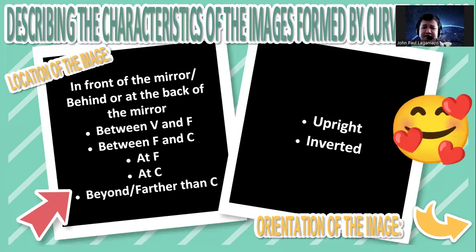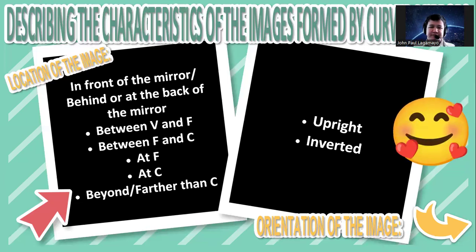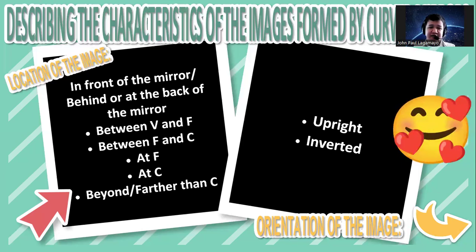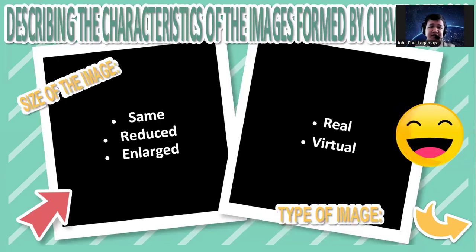Right, so that's the difference between the two, the upright and then the inverted. That is in terms of the orientation of the image in the curved mirror, such as the concave and then the convex. The size of the image may differ from the size of the object. That is in terms of the image getting smaller and then larger. It can also be the same, depending on the proximity of the object to the mirror.